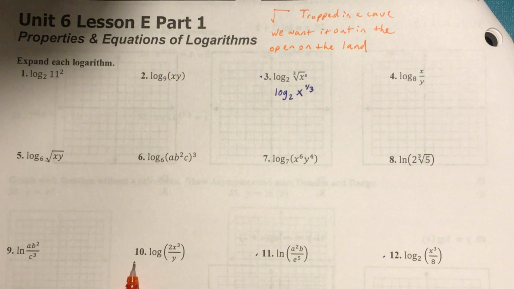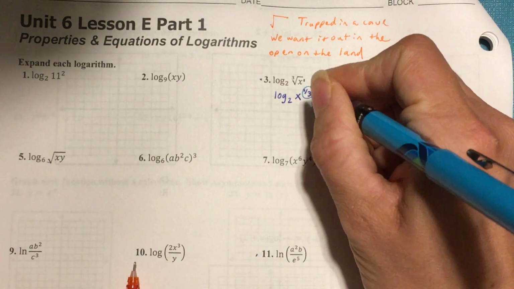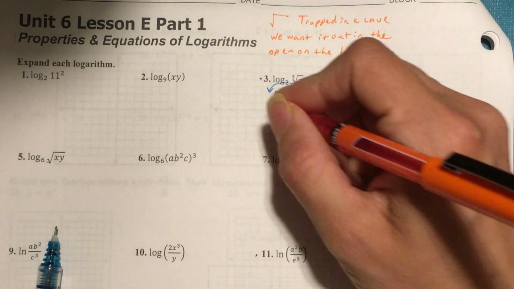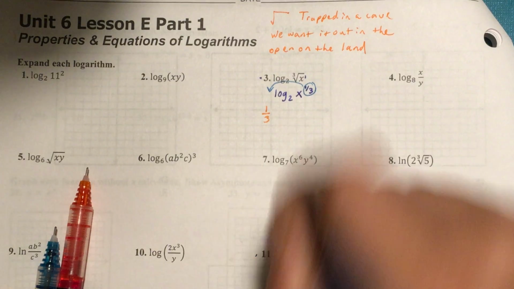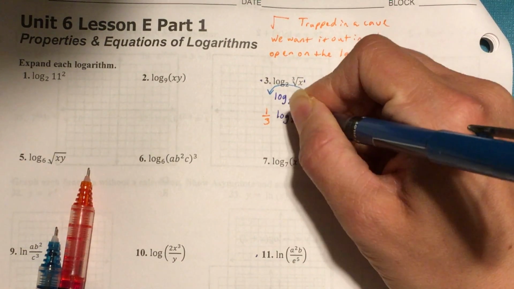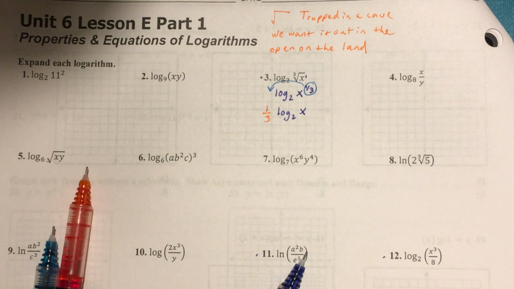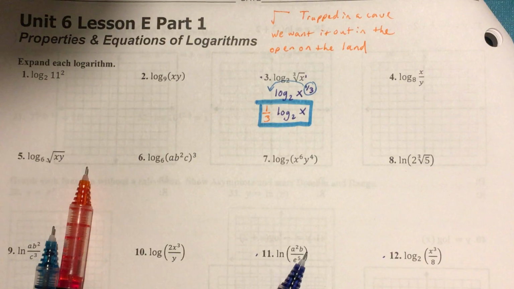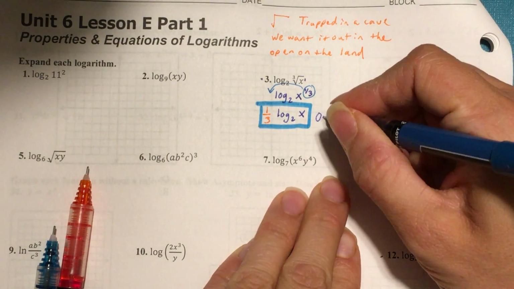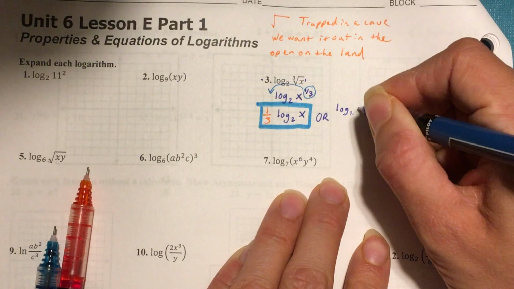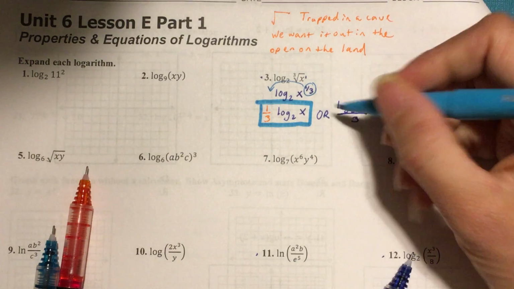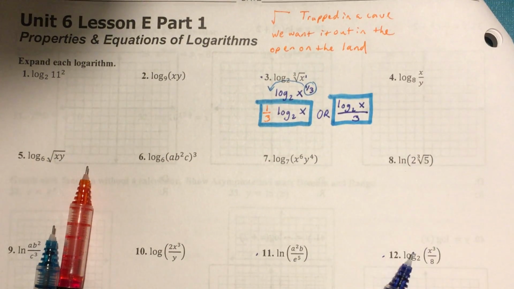So now when I want to expand everything on the land, we want to take that exponent and use that weird power rule that allows us to move it out in front as a coefficient. So that gives me 1/3 log base 2 of x. Now, the other reason why I'm going over this problem is because there's actually a second way of writing our answer. So this answer is the same as if I had this written as log base 2 of x, divided by 3. So that would be another viable way of writing that same answer.